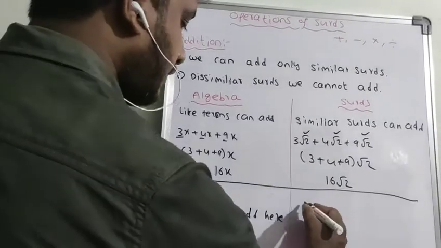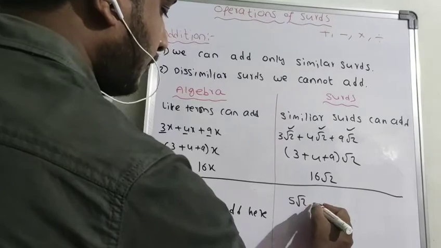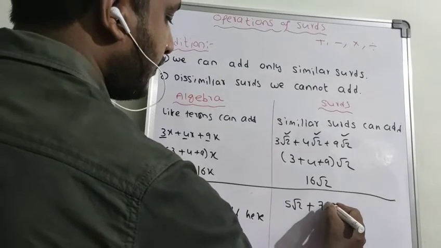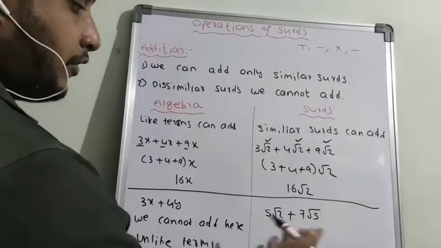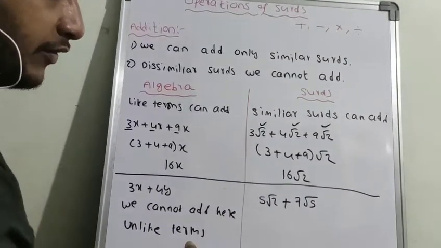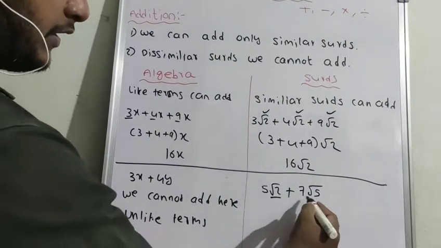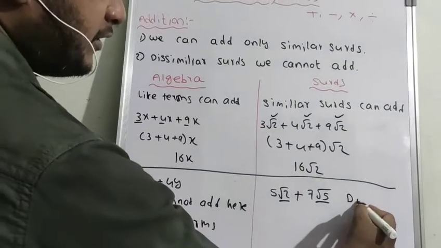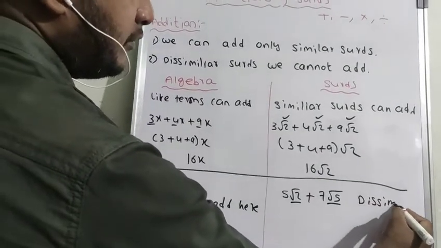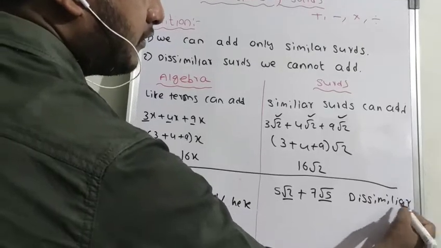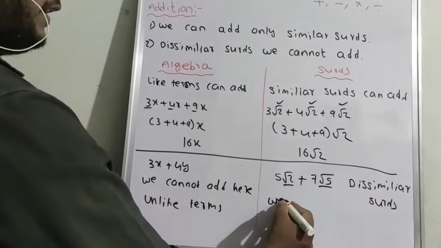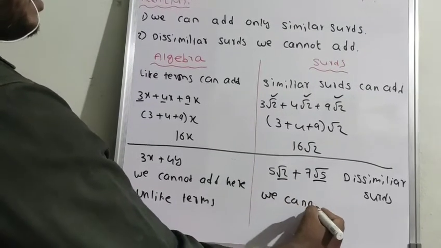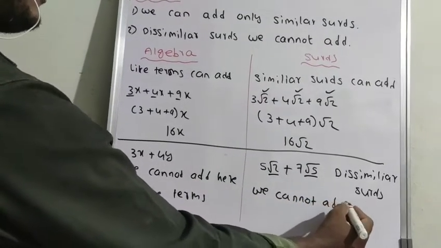And coming here, 5 root 2 plus 7 root 5. How to do addition? What is the answer? This is root 2 and this is root 5. These are dissimilar surds. Dissimilar surds we cannot add. So this is the way you have to do addition.